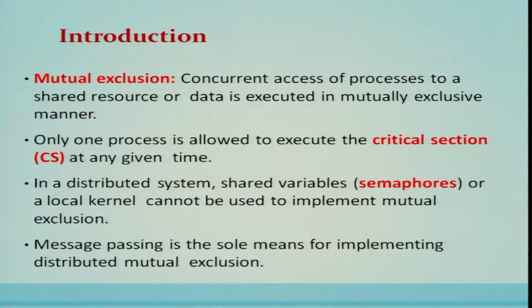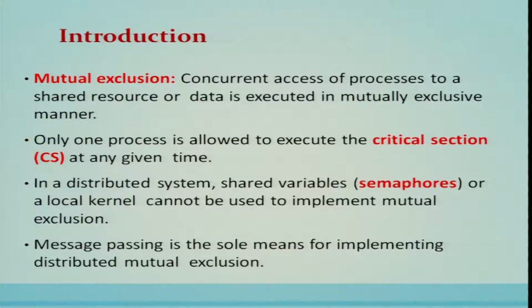Introduction. Mutual exclusion in a distributed system. Concurrent accesses by the processes to a shared resource or data are executed in a mutually exclusive manner. That is, one process at a time is allowed to execute in a critical section. In the constraints of a distributed system, where there is no shared memory, there is no physical clock and the messages have unpredictable but finite delays, designing distributed mutual exclusion is a challenging task.